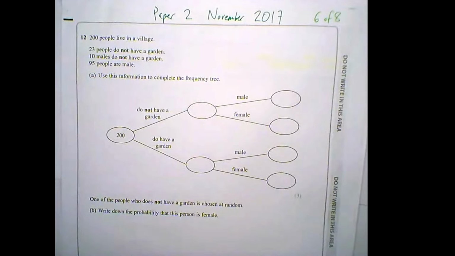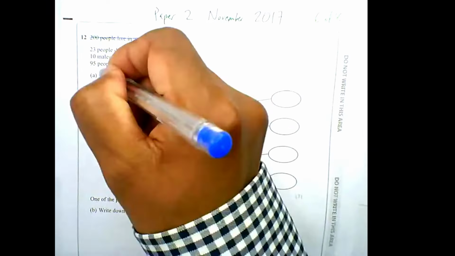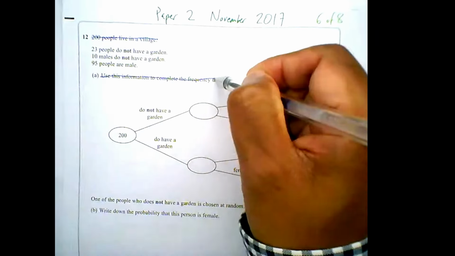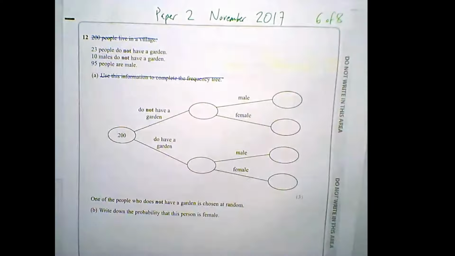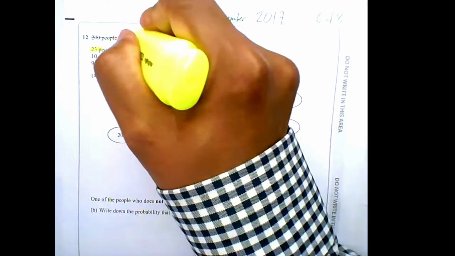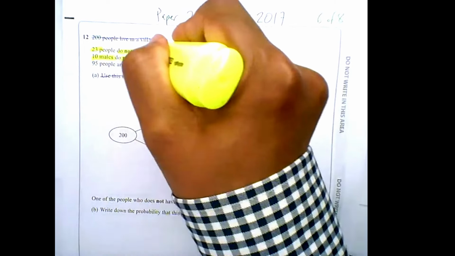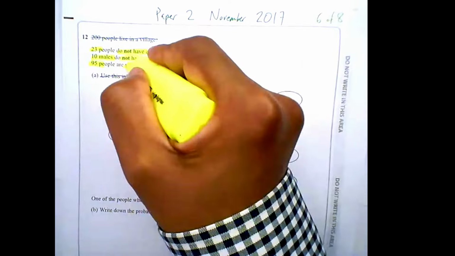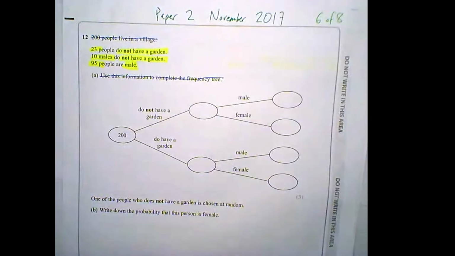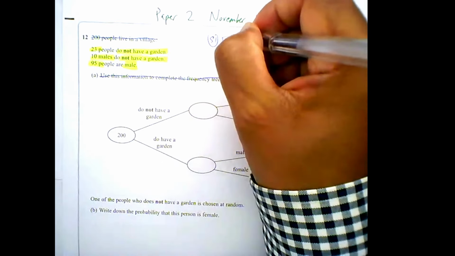If you think about it, similar to before, we've got 200 here, so we don't really need this sentence, and we don't need this sentence here. So we just have to process these 3 lines. So we've got 23 people do not have a garden. 10 males do not have a garden. 95 people are male. And so similar to the previous question, step 1 is fill in obvious information.